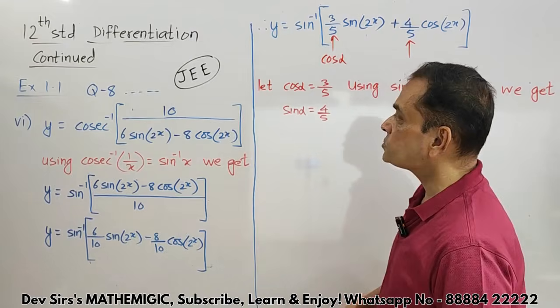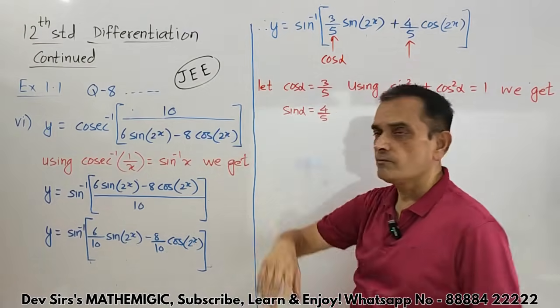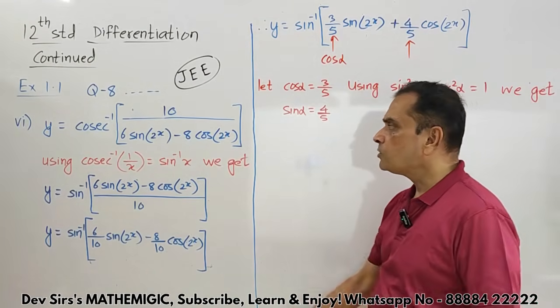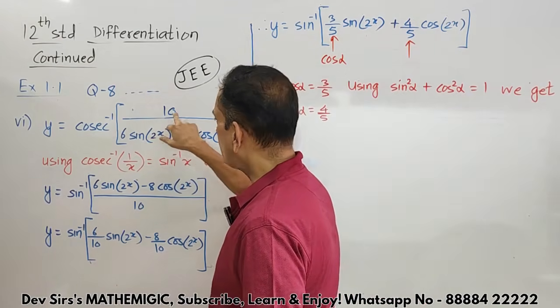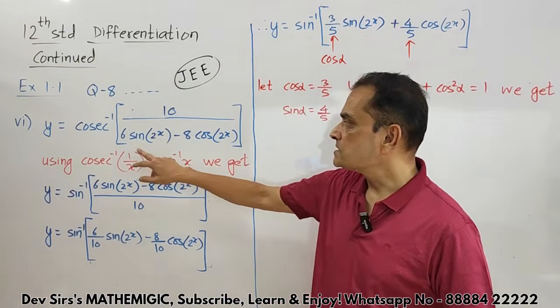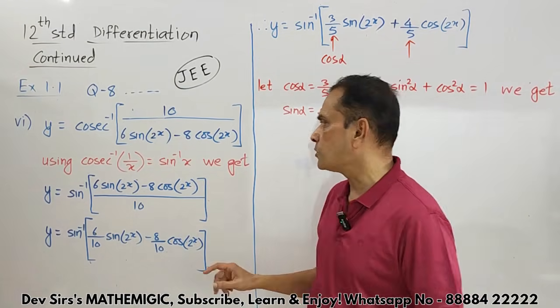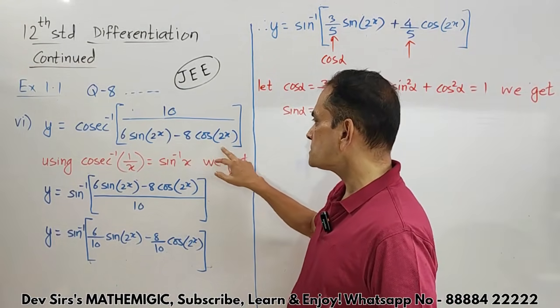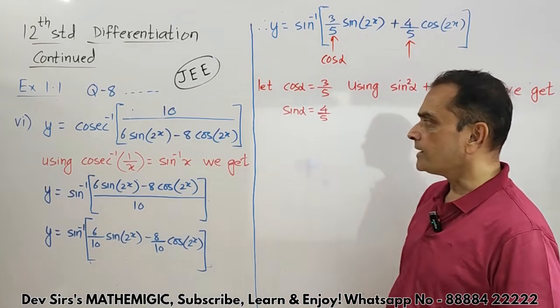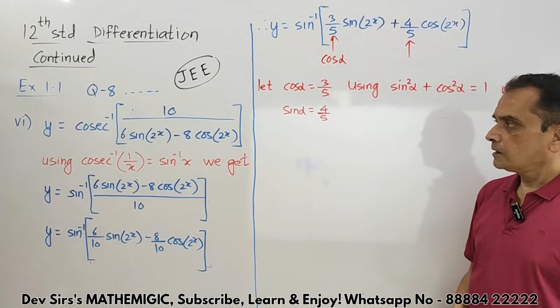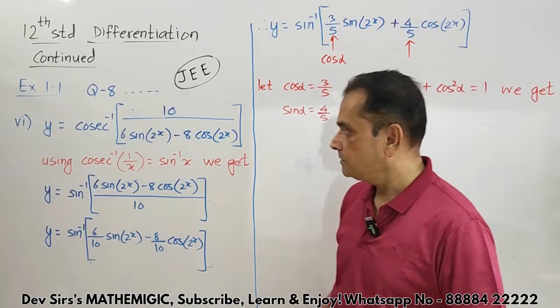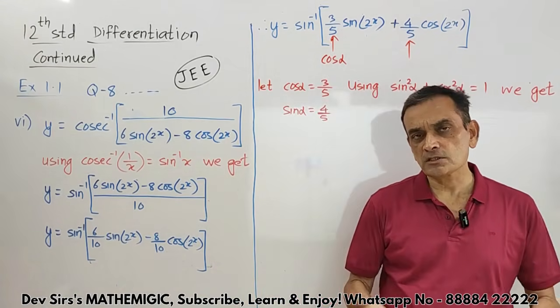Exercise 1.1, question number 8, JEE. y is equal to cosec inverse of (10 upon 6 sin 2 raised to x, it is not 2x, 2 raised to x, minus 8 cos 2 raised to x). Okay? You have to find dy by dx. Right? Now, what is the thinking process?